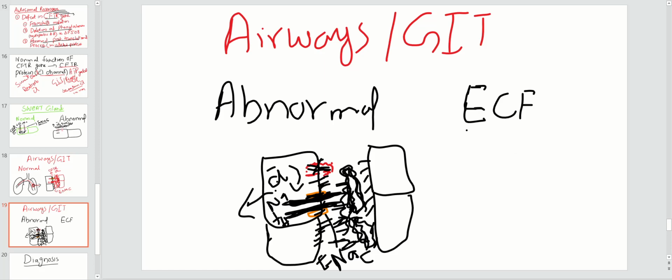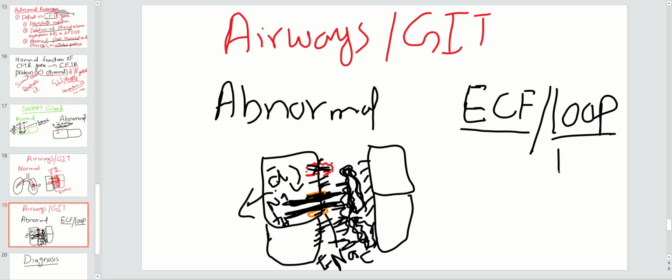So what is the picture of the extracellular fluid? The extracellular fluid has the same picture as when the patient is using a loop diuretic, because loop diuretics act on the thick ascending limb of the loop of Henle. And what do they do? They cause inhibition of absorption of sodium, chloride, and potassium. So sodium, chloride, and potassium, along with the water, stay in the luminal side of the nephron. So that is the same picture.